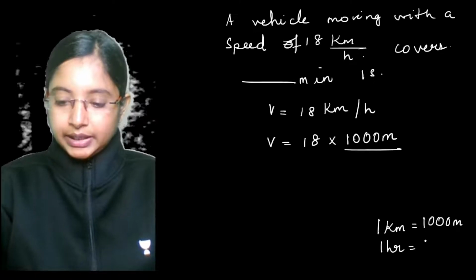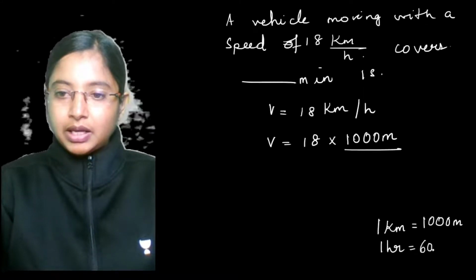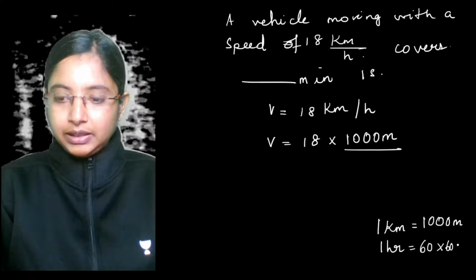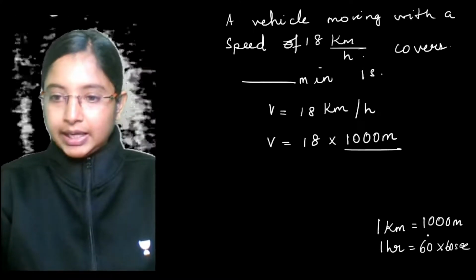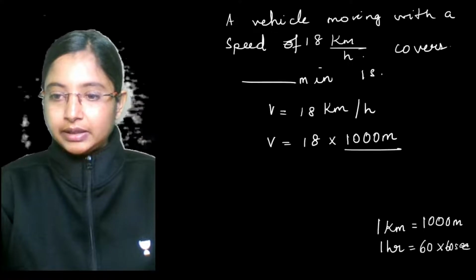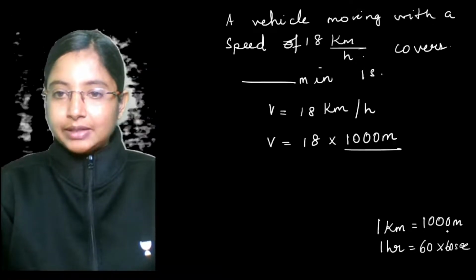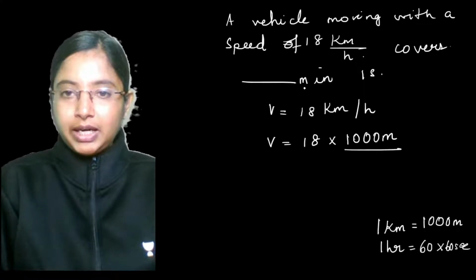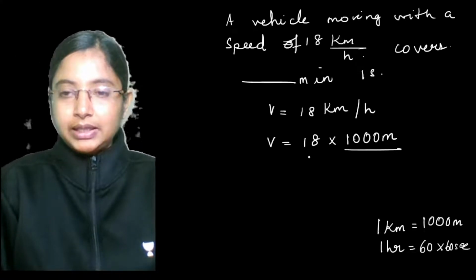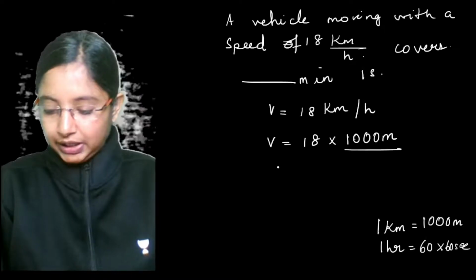1 hour is 60 minutes and every minute has 60 seconds. We have to convert it to seconds, meter per second, because this unit is given in kilometers per hour and we have to find the quantity in meters and seconds.